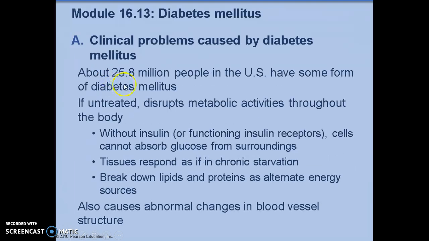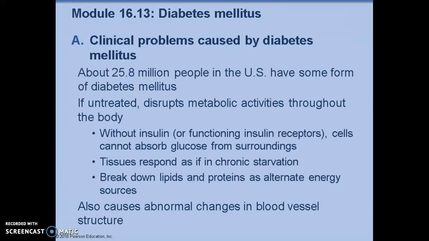About 25.8 million people in the U.S. have some form of diabetes. If untreated, it causes problems throughout the body. Without insulin, or the insulin receptors that allow insulin to attach to the cells to let the glucose in, the cells do not get the glucose. And so the tissues are not getting the glucose they need, so they're acting as if in starvation. And so lipids and proteins are broken down as alternative energy sources.